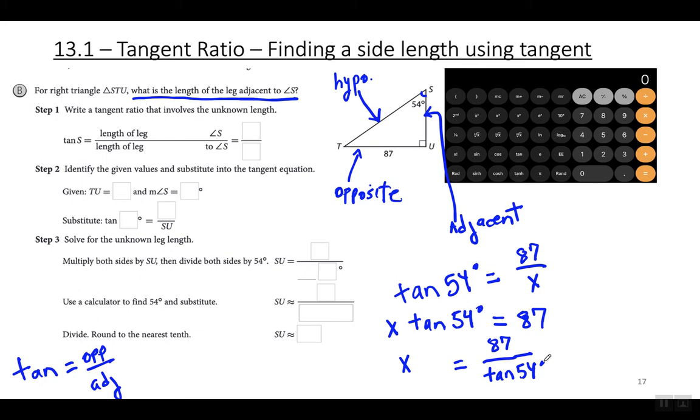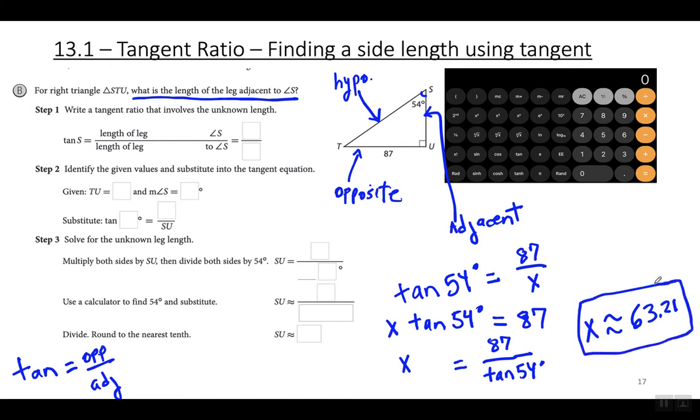Okay, 87. Follow along, please. In the calculator, put 87 divided by 54 tan equals, and the answer that you should get is approximately 63.21 if you round it to the nearest hundredth. I'll say it again in case you weren't with me.